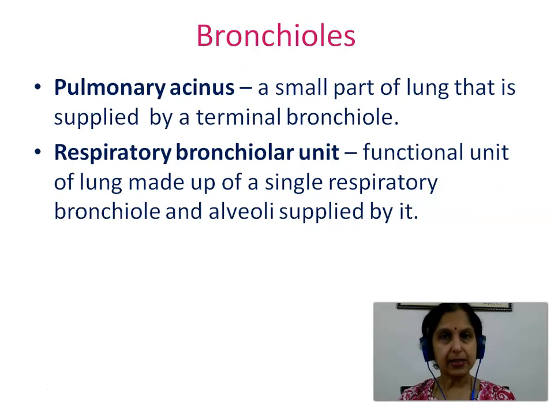Pulmonary acinus is a small part of the lung that is supplied by a terminal bronchiole. And respiratory bronchiolar unit is a functional unit of the lung made up of a single respiratory bronchiole and the alveoli supplied by it.